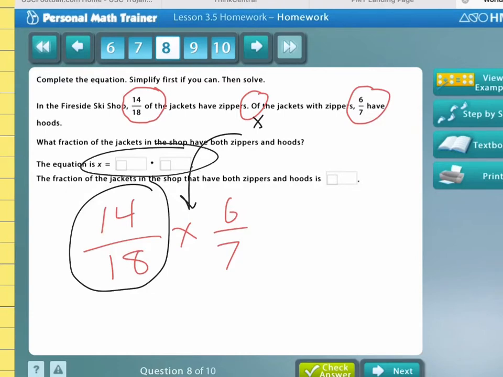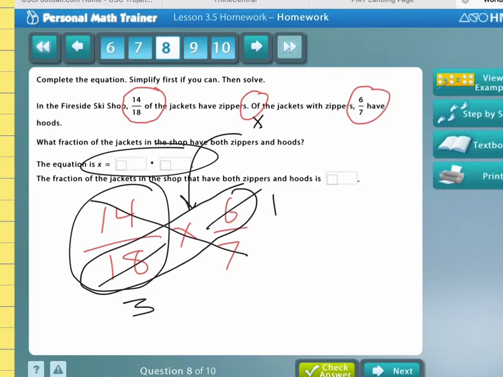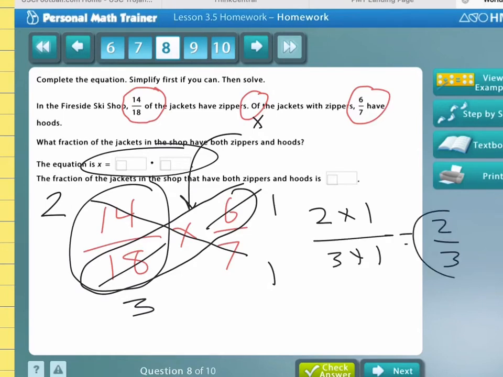Now we look for the slash dash, and I see that here. I see 6 will go into 6 one time, 6 will go into 18 3 times, 7 will go into 7 one time, and 7 will go into 14 2 times. So the problem is much simpler. 2 times 1 over 3 times 1, and that is 2/3. So our answer is 2/3 of the jackets have both zippers and hoods.